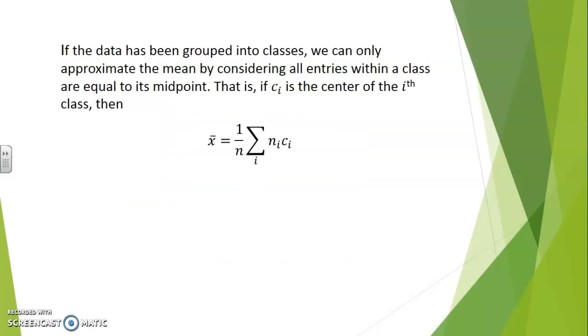If data has been grouped into classes, then we can only approximate the mean by considering all entries within a class are equal to its midpoint. In other words, since we don't know where the individual values are because we've done some grouping, we're going to take the middle of the group as a replacement for the x's. So notice how in this formula, what used to be called xi has now become a ci for the center of the class.